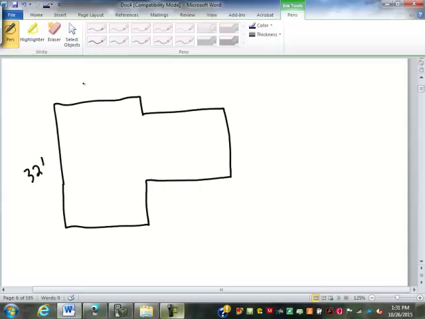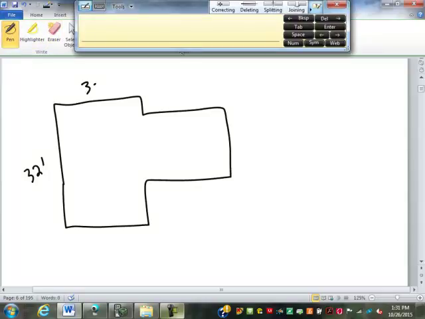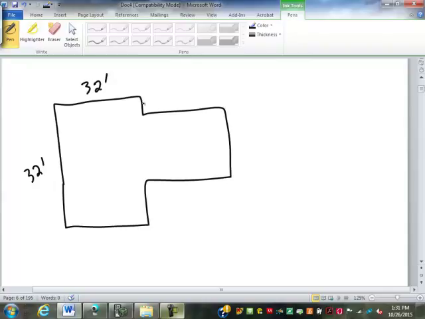Let's go 32 foot. 32 here, 4 foot, 8 foot, and 32 foot there. And we are going to assume that the beam goes from the center of this wall all the way across, straight across. This is at 16 feet.